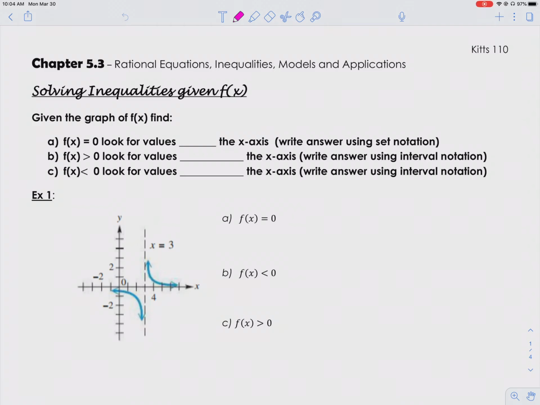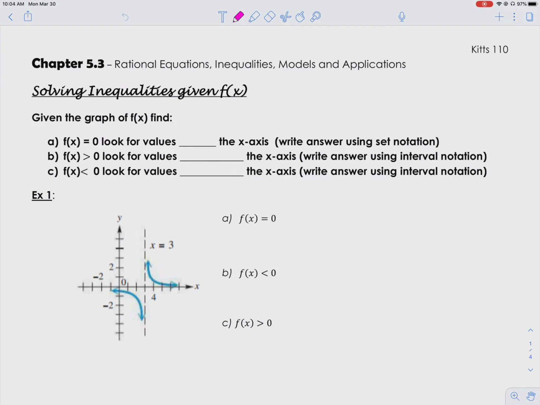So this is the last section in chapter 5. About half of this section, well, actually all of it except for the last two examples, you honestly already know how to do. So what we're going to be doing is we will be solving inequalities. We will also be solving rational equations.